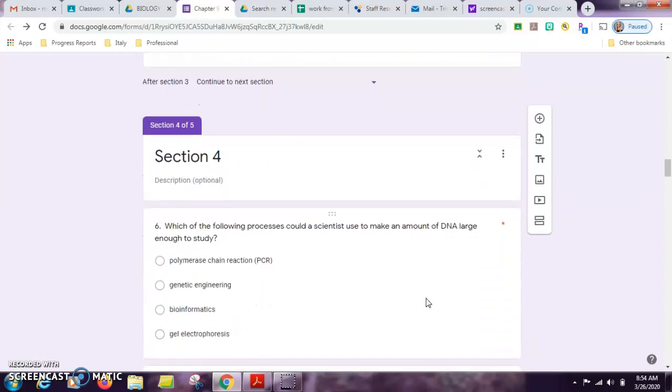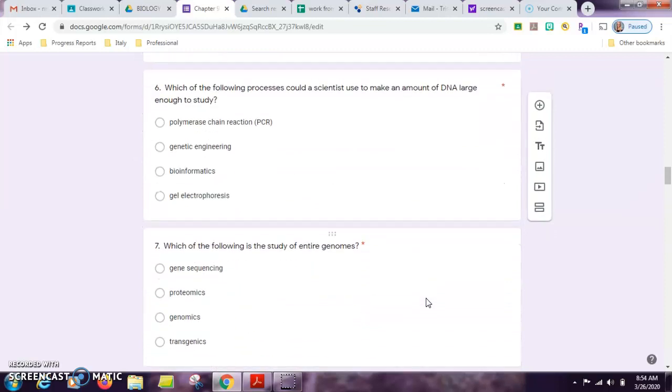Let's go to the next section, section 4. Number 6. Which of the following processes could a scientist use to make an amount of DNA large enough to study? Polymerase chain reaction, or PCR, genetic engineering, bioinformatics, or gel electrophoresis?